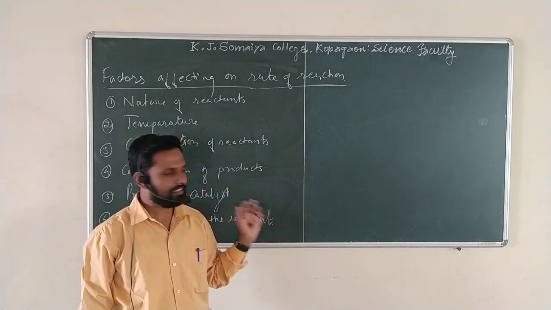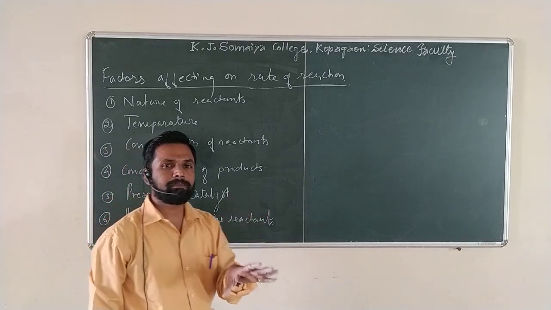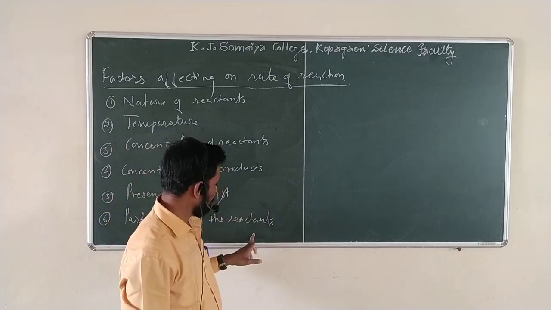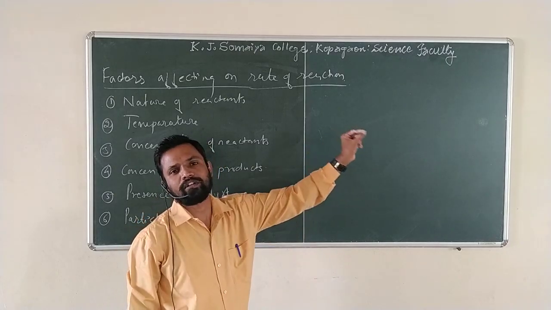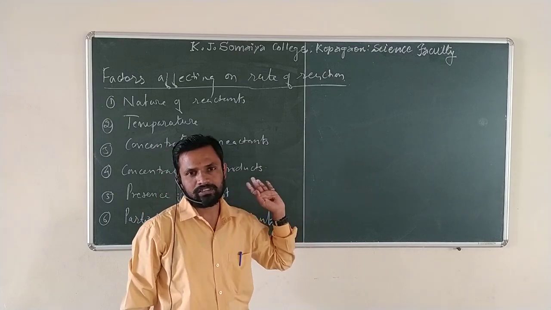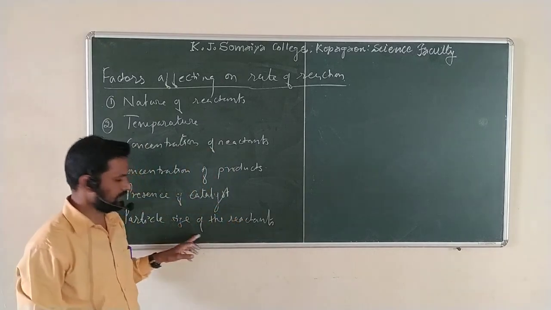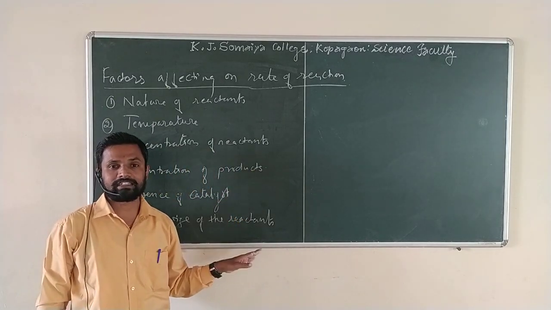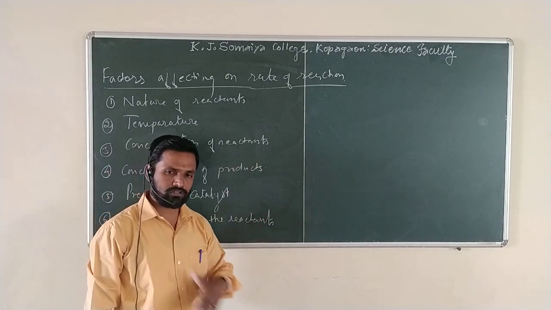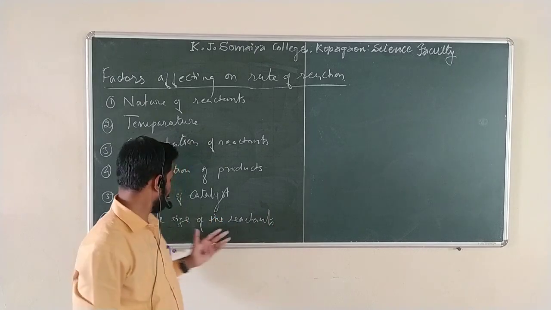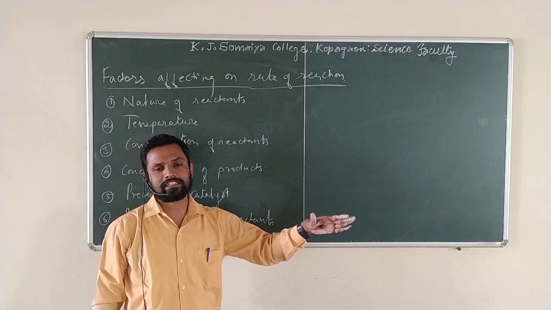Here, particle size of the reactants must be kept under consideration. The smaller the particle size, the higher the rate of the reaction will be. Getting my point? In heterogeneous catalytic reactions, reactants should always be taken in powder form, and the catalyst is also taken in powder form, because with small particle size the surface area of the reactants increases.